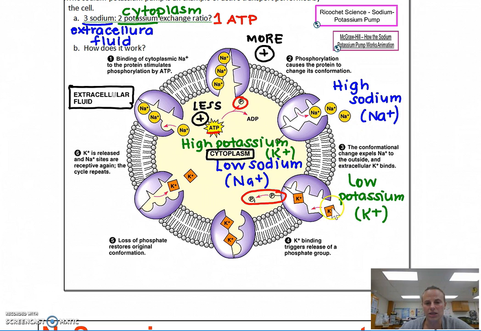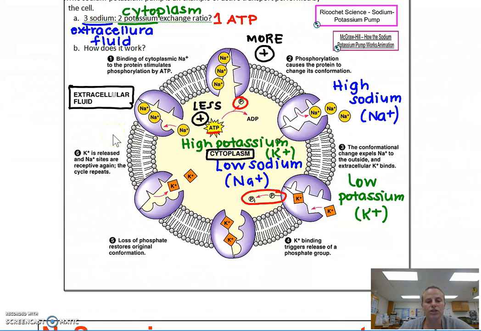In this new conformation, the potassium have an affinity towards this membrane protein, and those potassium will bind to the membrane protein, releasing the phosphate group. That triggers another conformational change. Now my membrane protein goes back to its original conformation where it's open towards the cytoplasm. The potassium is released and the sodium sites are now receptive again. There's an affinity for sodium to bind again.